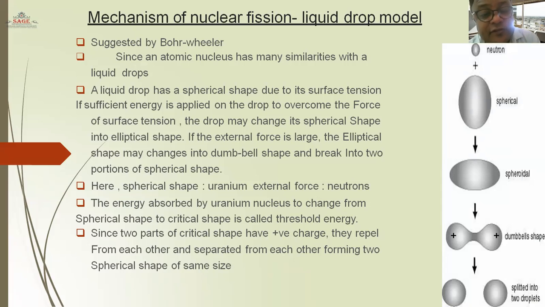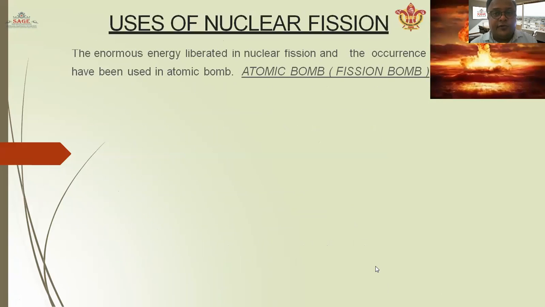Here the spherical shape is the uranium nucleus. This is a neutron, and the energy absorbed by the uranium nucleus to change from the spherical shape to the critical shape is called the threshold energy. These two parts of the critical shape have positive charge. They repel each other and separate, forming two spherical shapes of the same size. The neutron bombards the spherical nucleus, it is converted to an elliptical shape, and after that to a dumbbell shape, and isolated into two droplets. This is nuclear fission.